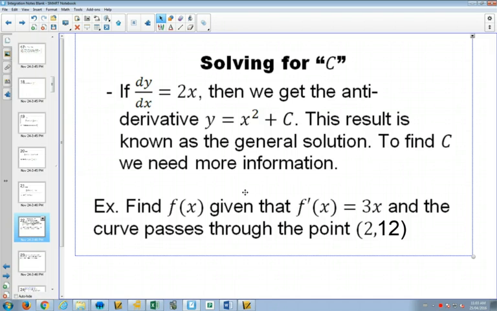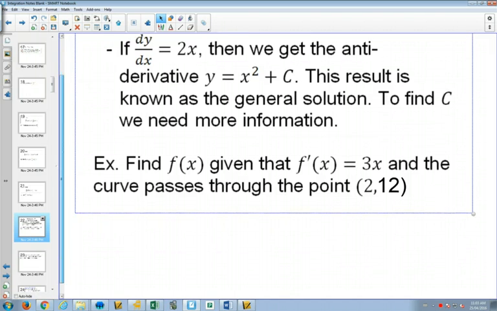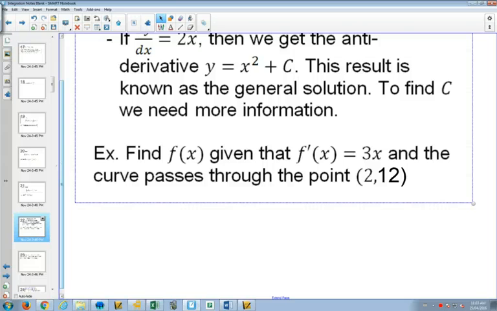So this is what the questions are going to look like when you're given that extra piece of information. And that extra piece of information is often in the form of a point. So we've got the function. We want to find the function f of x. We know that the derivative is 3x. So to find f of x, we're going to have to integrate.